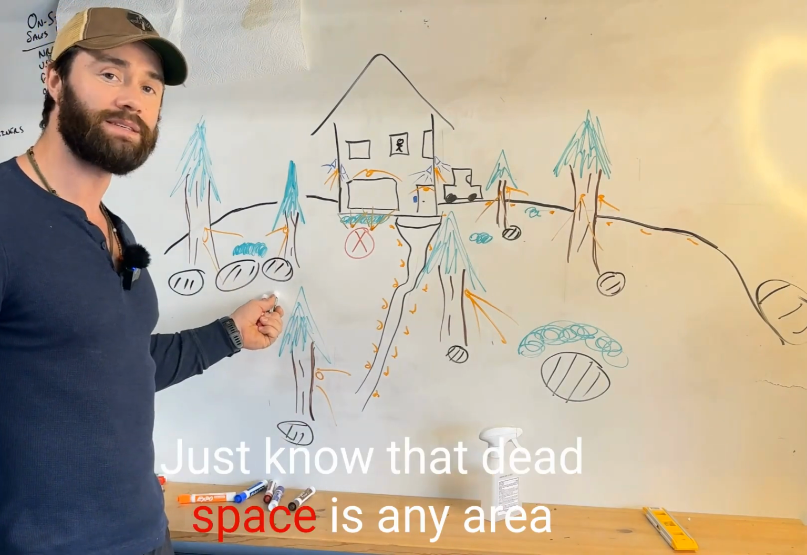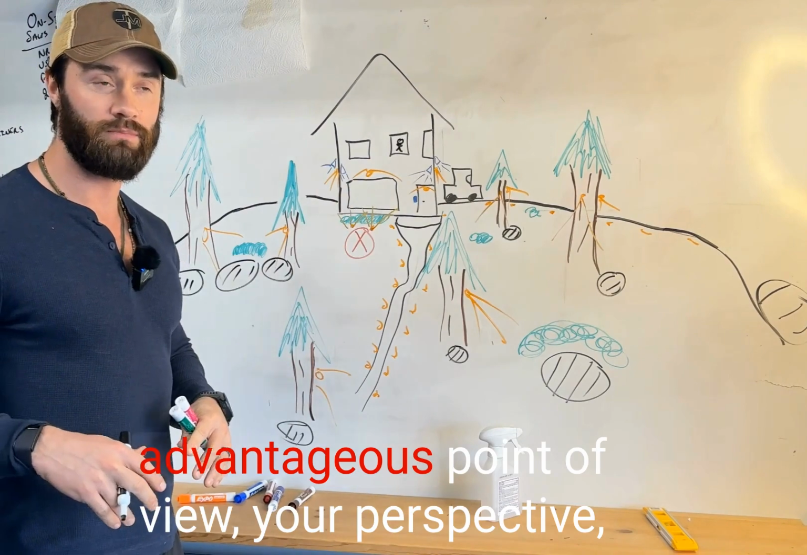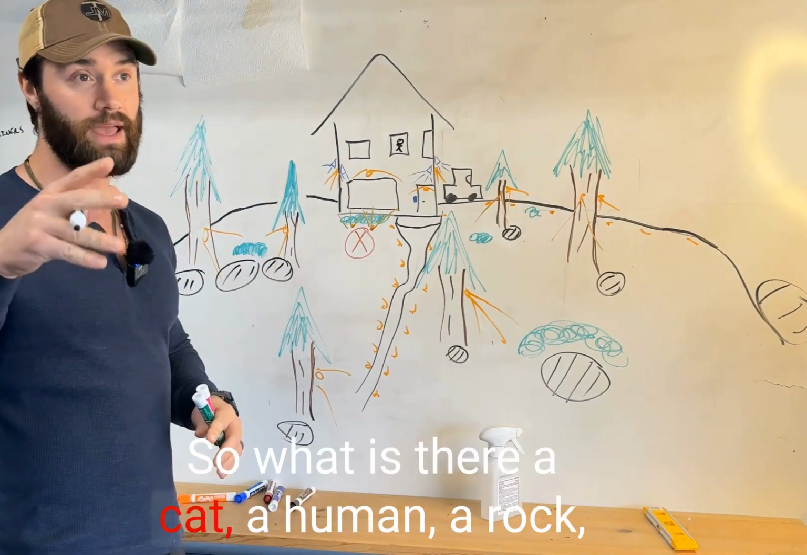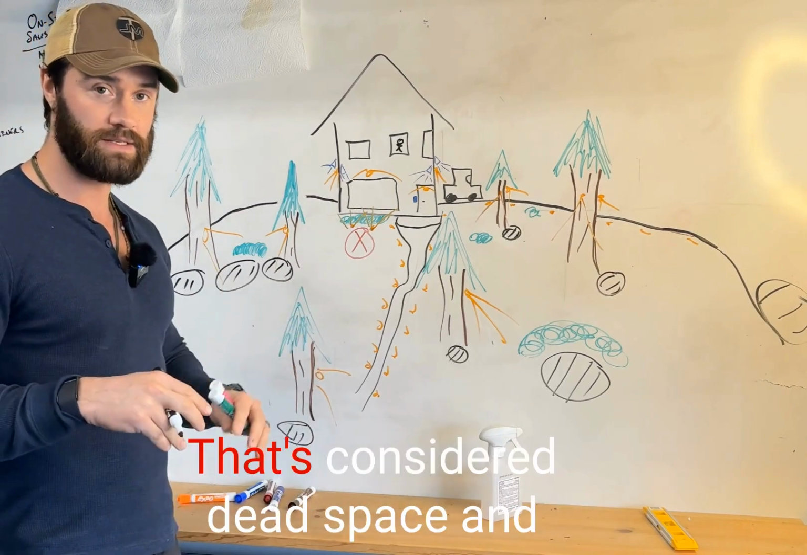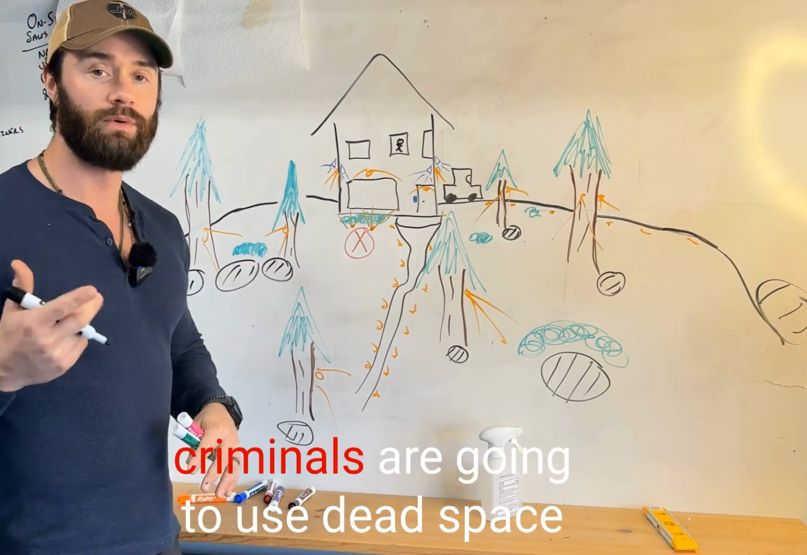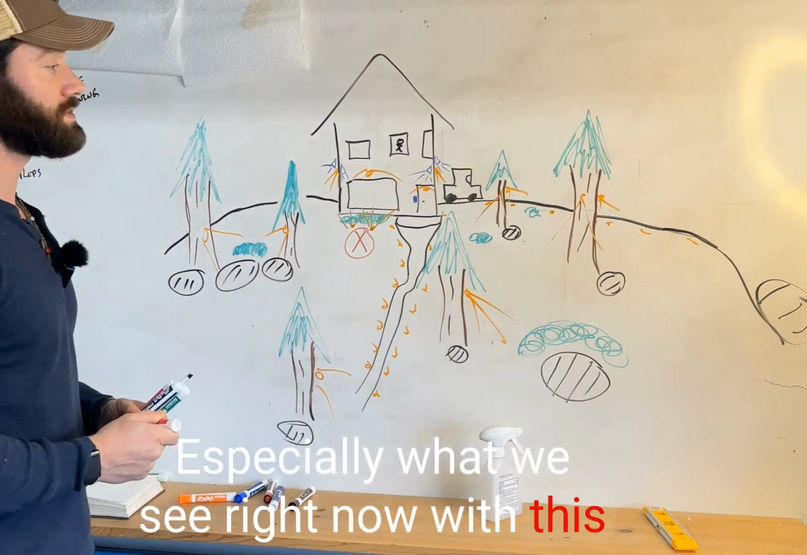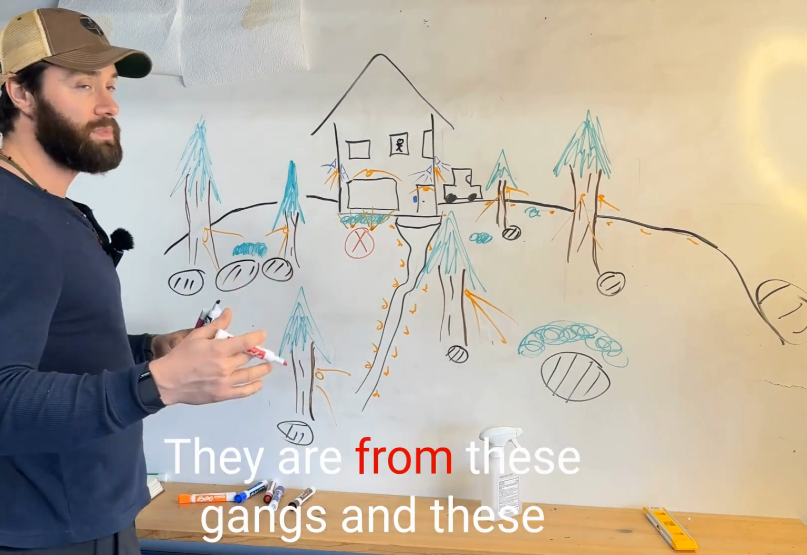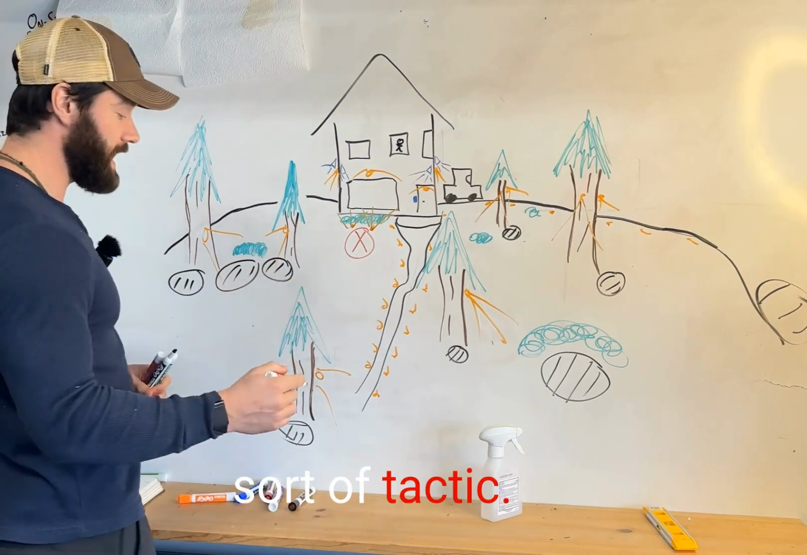Just know that dead space is any area that from within your point of position, your advantageous point of view, your perspective, you cannot see behind. So what is there? A cat, a human, a rock, a dog, whatever it is, you can't see that area, that's considered dead space. And criminals are going to use dead space to their advantage, especially what we see right now with this crazy migrant situation. These guys are coming out, they are from these gangs in these Central American places, and they've got experience and they have some sort of tactic.